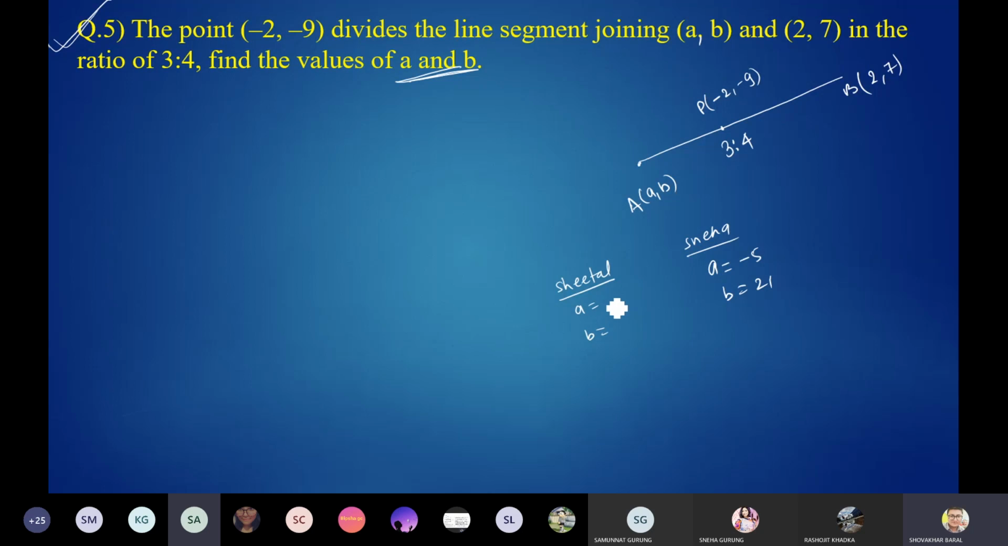Okay, Sital Adhikari, can you tell me what is the value of A and B? A is -5. A is -5 and B is? -21. Minus or plus? Minus. Oh, sir, minus. Minus.